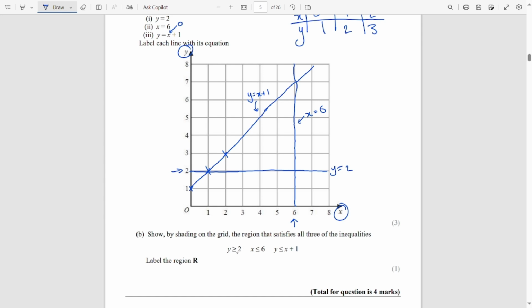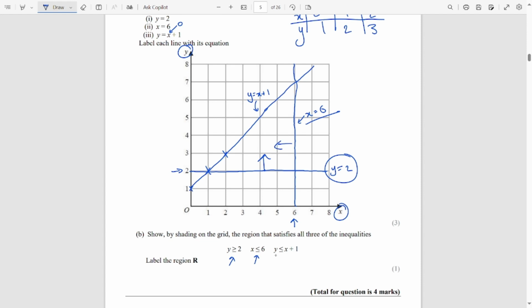So I want y is greater than or equal to 2. So I look for the line y is equal to 2, which is here. And I want greater than, so I need to go more, which means we are going above. And then for x is less than or equal to 6, I look for that line that's here. X is equal to 6. And I want less than, which means we're going to the left this way.